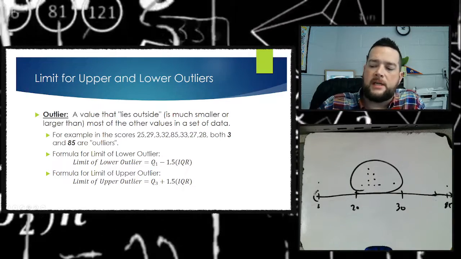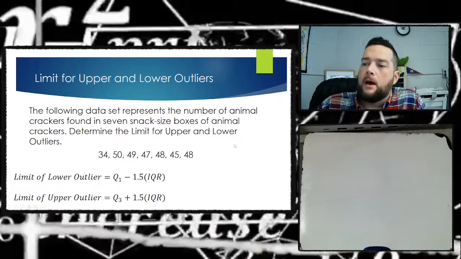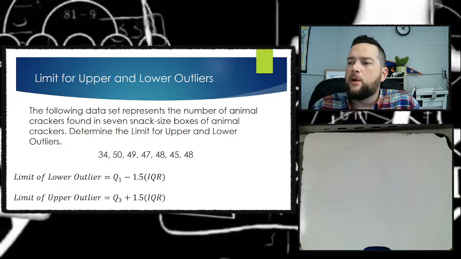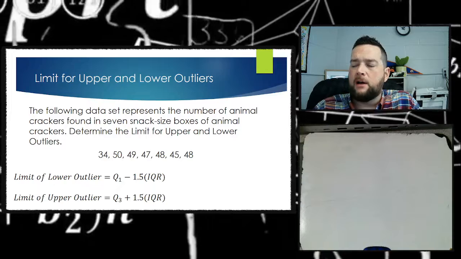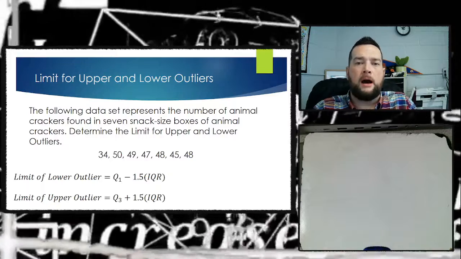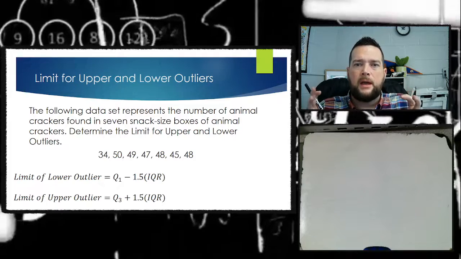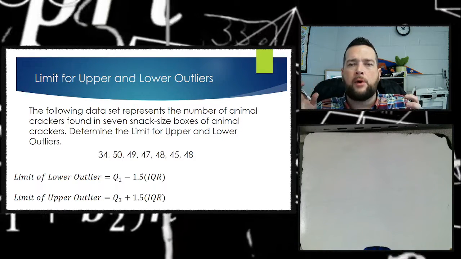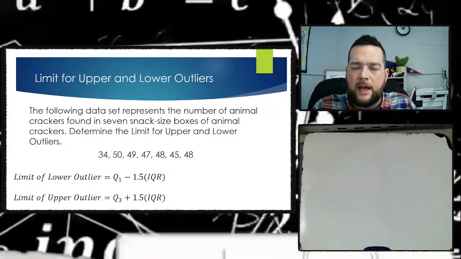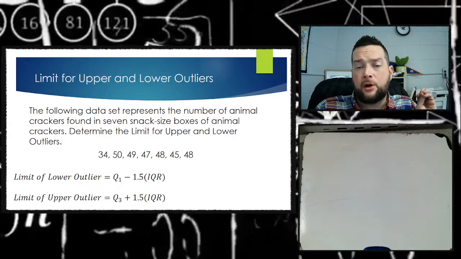Let's go through these individually. You've got your data right here, and I gave you a little scenario. It says the following data set represents the number of animal crackers found in 7 snack-sized boxes of animal crackers. Determine the limit for upper and lower outliers. So we took 7 different boxes of animal crackers, and each one has a slightly different number in there, but they're pretty consistent. And every once in a while the machine messes up and puts a fewer amount in there, and that would be considered an outlier.